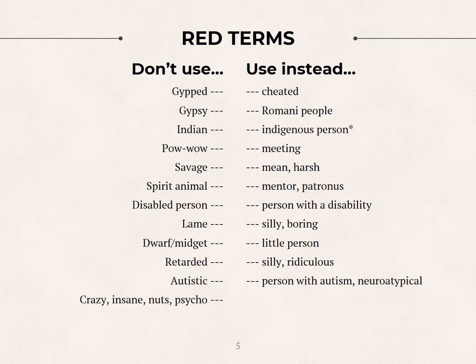Crazy, insane, nuts, and psycho are really triggering terms for folks with mental illness, and so while this one is really tough for a lot of folks, you should switch to things like wild, intense, super, whatever is a better representation of what you're trying to say.